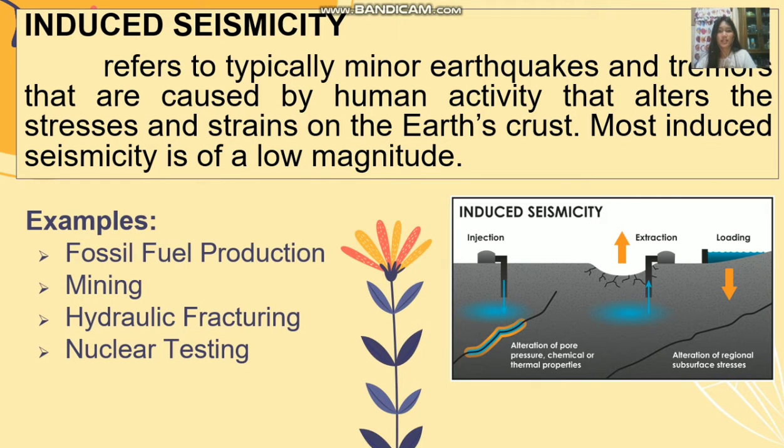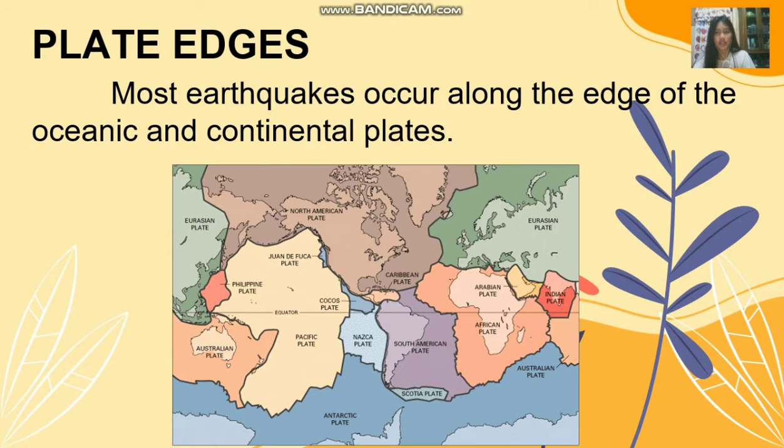Induced seismicity refers to typically minor earthquakes and tremors that are caused by human activity that alters the stresses and strains in the Earth's crust. Most induced seismicity is of a low magnitude. Examples: fossil fuel production, mining, hydraulic fracturing, nuclear testing.